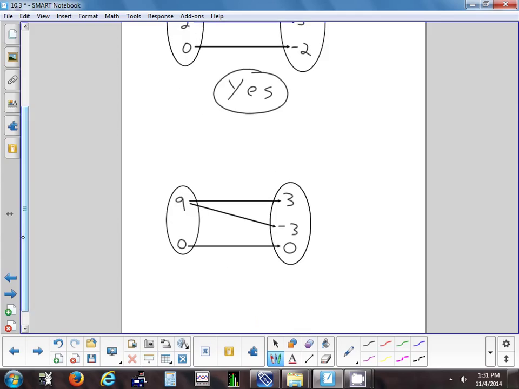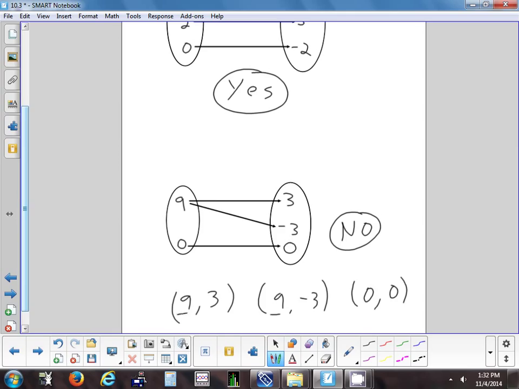How about the one below it? No. No, why not? Because 9 has 2 numbers. Right, if you were to write out the coordinates here, you've got 9 gets matched up with 3. 9 gets matched up with what other number? -3. And 0 gets matched up with 0. Notice you have a repeat. 9 is repeated. That's why it's not a function. You don't have to write out the coordinates to do that. You just have to look at the mapping diagram. So no, not a function. There's a repeat in the domain.